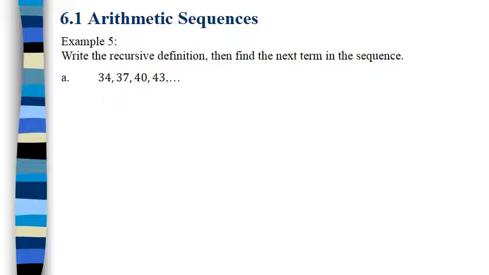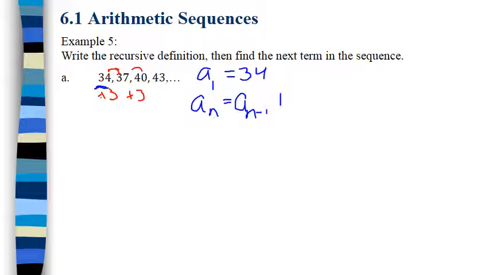So let's write a recursive formula. The first thing we need to know is, what is the common difference? In this case, the common difference is 3, because we're adding 3 to each next term. And then we need to know, what was our starting point? Our starting point is always the first term. So a sub 1 here equals 34. And then each term is going to be the previous term plus 3. Because remember, the recursive formula always has two parts: where do you start, and how are you going to get to the next one?